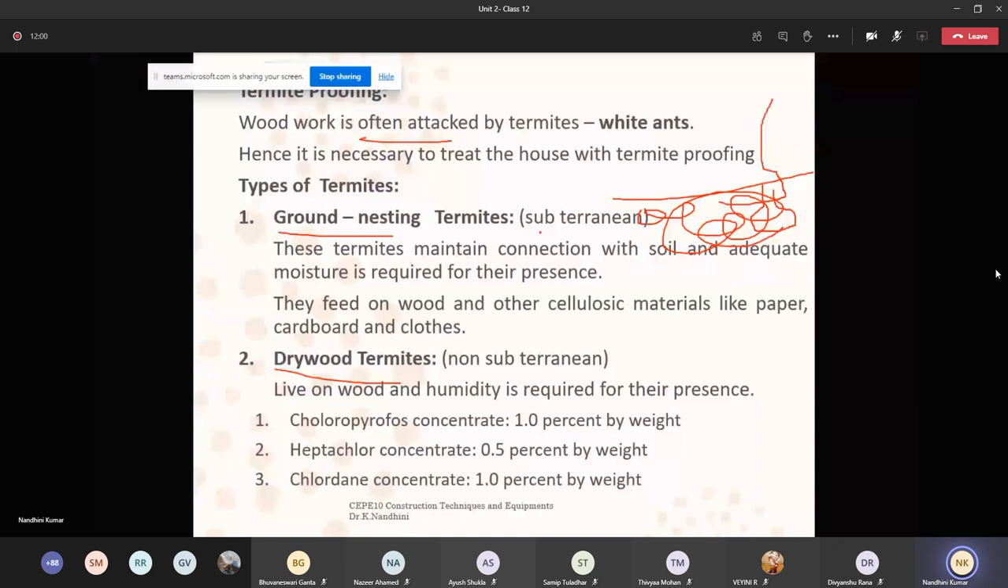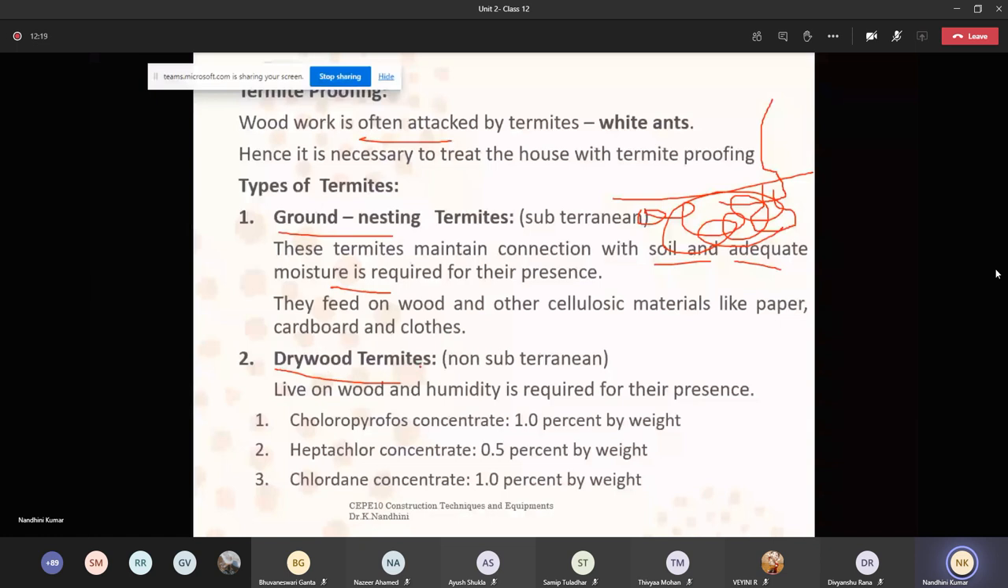These are basically subterranean type. These termites maintain connection with the soil. Adequate moisture is required for their presence. If little dampness is observed, then they'll start growing. They feed on wood and other cellulosic materials like papers, cardboards, and clothes.